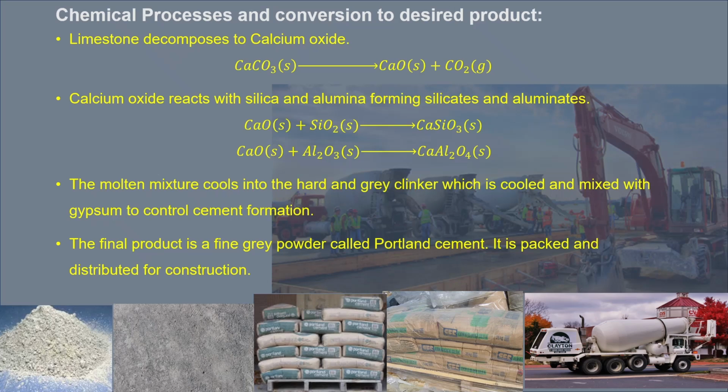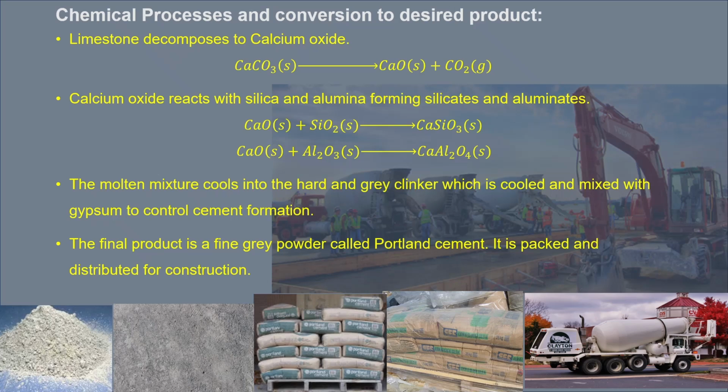The molten mixture cools into the hard and gray clinker, which is cooled and mixed with gypsum to control cement formation. The first process there in the left bottom corner is the clinker, which is then followed by the fine cement, and then the packed cement, and then the bags of cement, and then distributed on the trucks that we can see there. The final product is a fine gray powder called Portland cement, as I've explained, and it is packed and distributed for construction by those trucks. Those trucks are responsible for transporting the Portland cement, and I think we have seen them in many places.